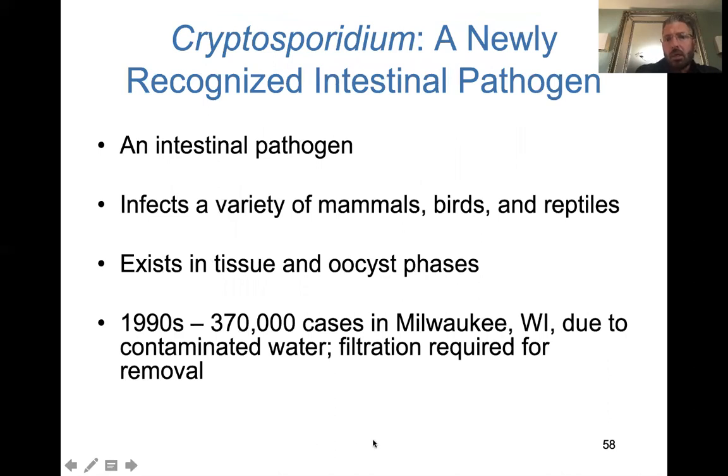All right. So Cryptosporidium, when we talk about this, it's usually always going to be water supply that is the vector or the reservoir for it. All right. So it's an intestinal pathogen. So you're going to be consuming this. It's going to be living in the GI tract. Infects a variety of mammals, birds, and reptiles. Exists in tissue and oocyst phases.